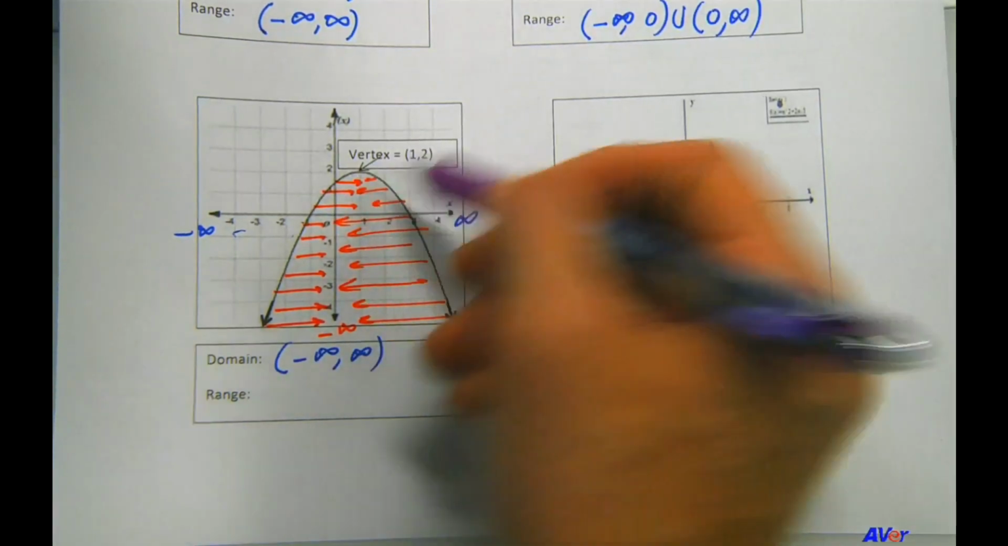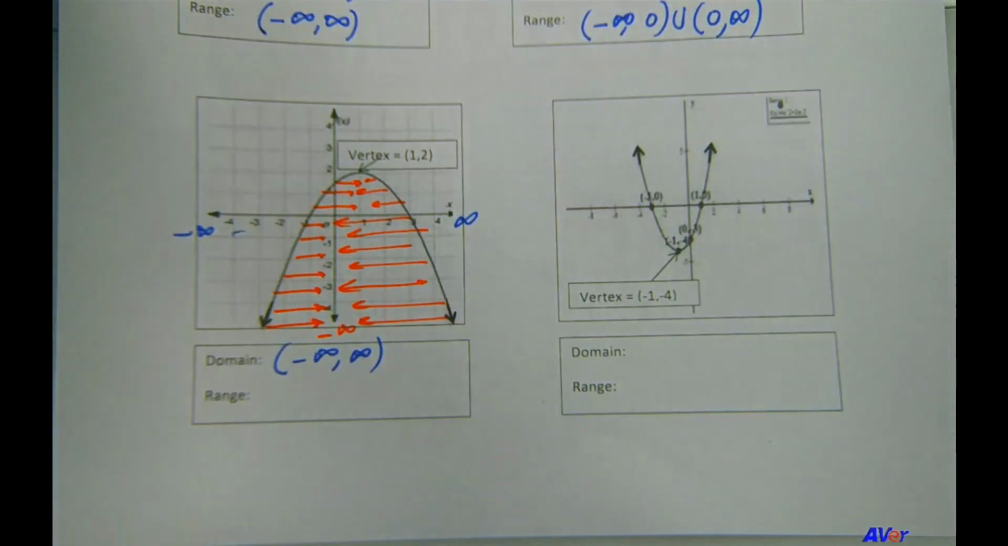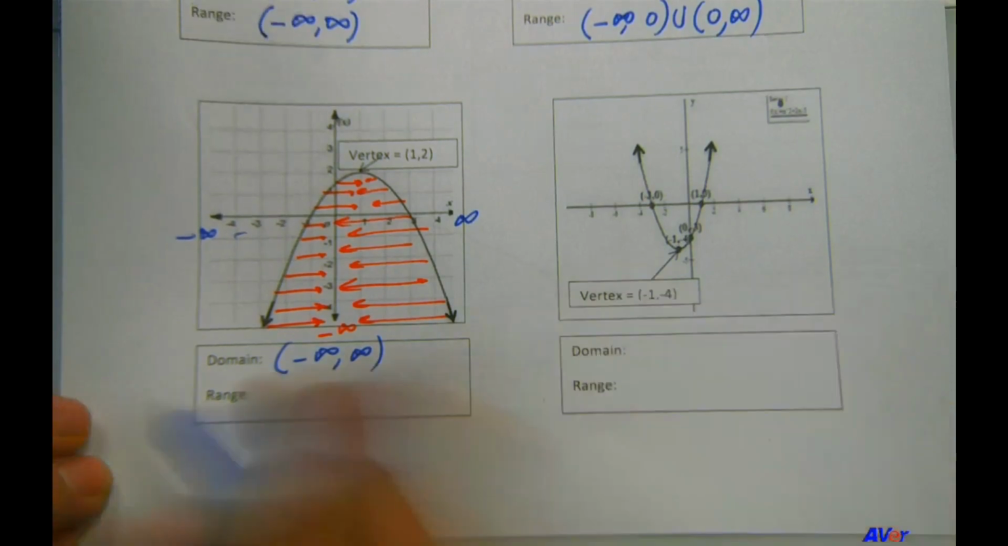It peaks at some y value. What is that y value? Take a look at that. What is that y value? 2. At y equals 2, the graph of this function peaks. It does not go any further than that with respect to the y-axis. So we need to write that down as part of our range.